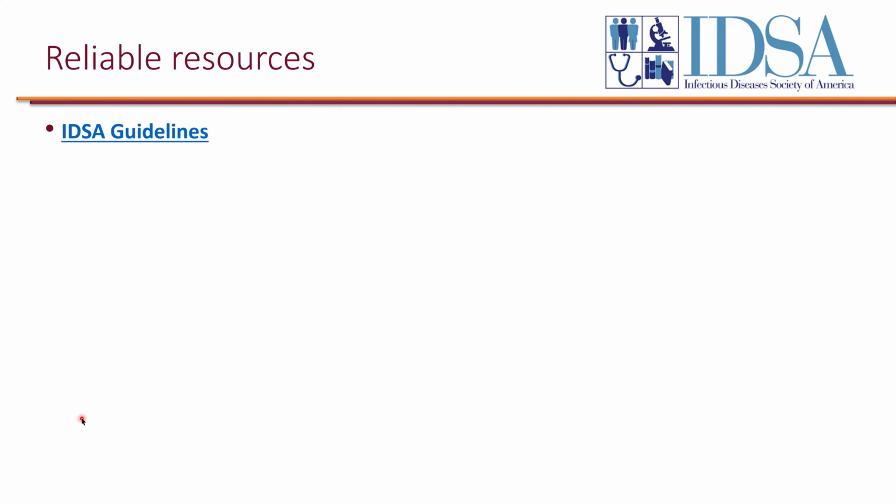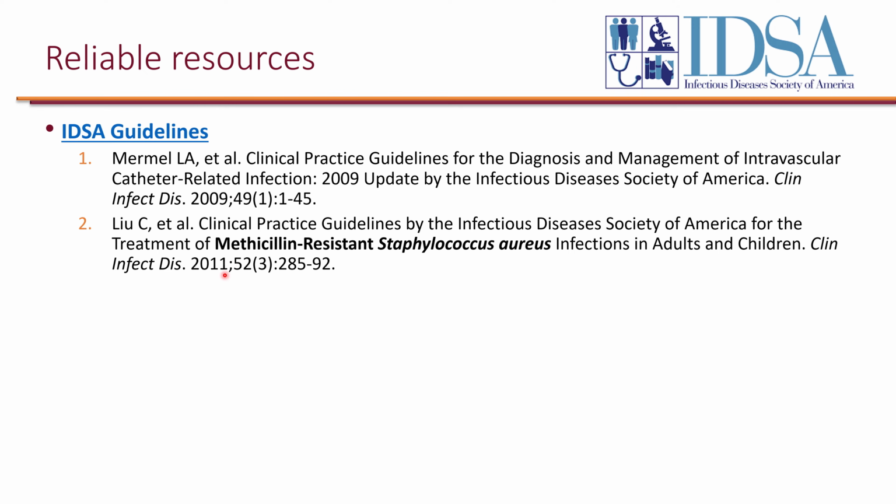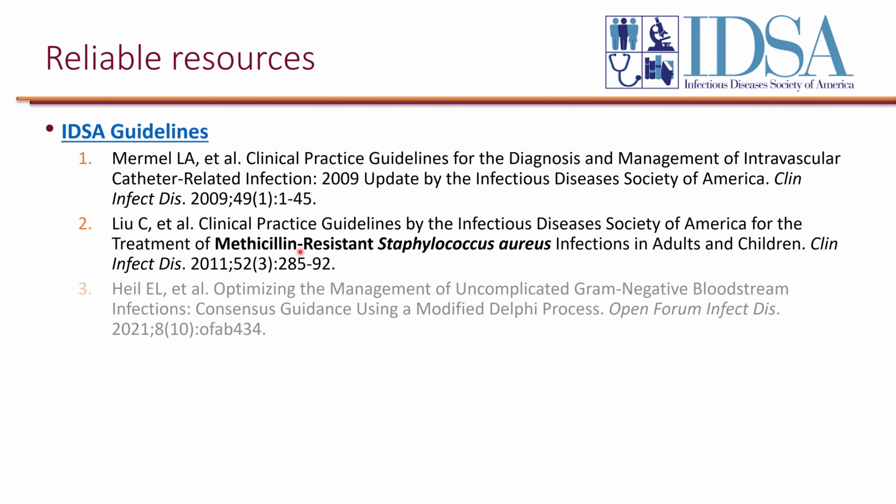Here are some reliable resources for this topic. The Infectious Diseases Society of America, or IDSA, provides guidelines, and we will focus on IDSA guidelines for bacteremia. First, in 2009, IDSA released guidelines for the diagnosis and management of intravascular catheter-related infections. Then in 2011, IDSA had specific guidelines for MRSA, or methicillin-resistant Staphylococcus aureus infections. This is a wide variety of infections due to MRSA, including bacteremia. So there is a section in there that's specific to bacteremia due to MRSA.